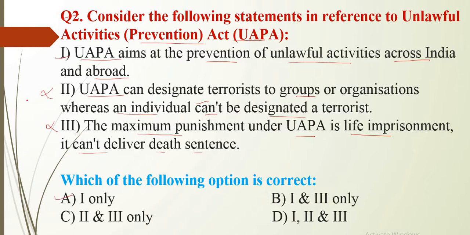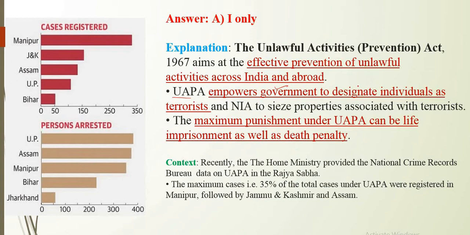Now let's check out the details. It empowers the government to designate any individual as a terrorist, and it also empowers the NIA, that is the National Investigation Agency, to seize property associated with terrorists. The maximum punishment under this act is life imprisonment as well as the death penalty. According to National Crime Records Bureau data on UAPA in Rajya Sabha, the maximum cases, that is 35% of total cases under UAPA, were registered in Manipur, followed by Jammu and Kashmir and Assam. Let's move on to the next question.